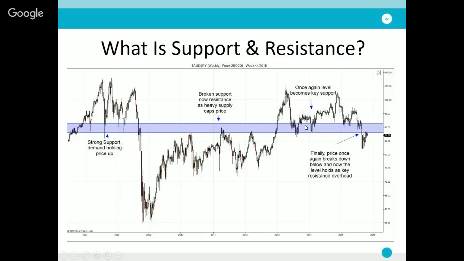as strong support. So we start off with this level acting as support, price breaks through, the order flow has shifted at this level, it now becomes resistance. We then break back above, the order flow shifts again, and now the area becomes support. Then finally, once again, we break down and test the level from below, where due to the shifting order flow at this level, we now know that supply is stronger than demand, and we can see the area acting as resistance.